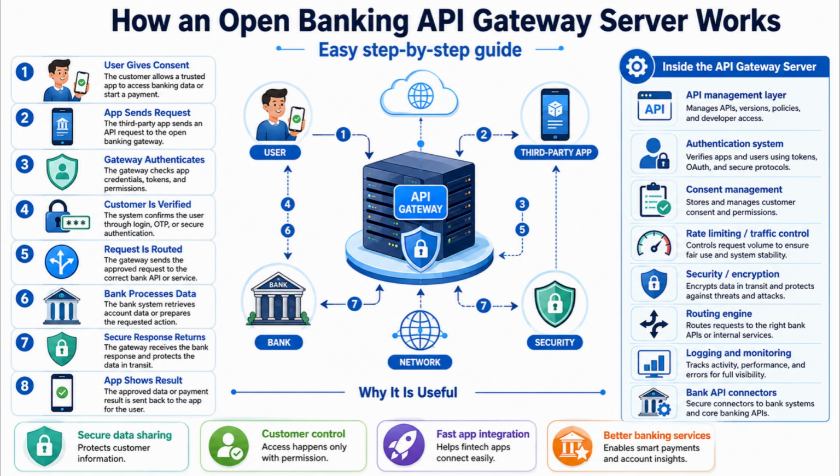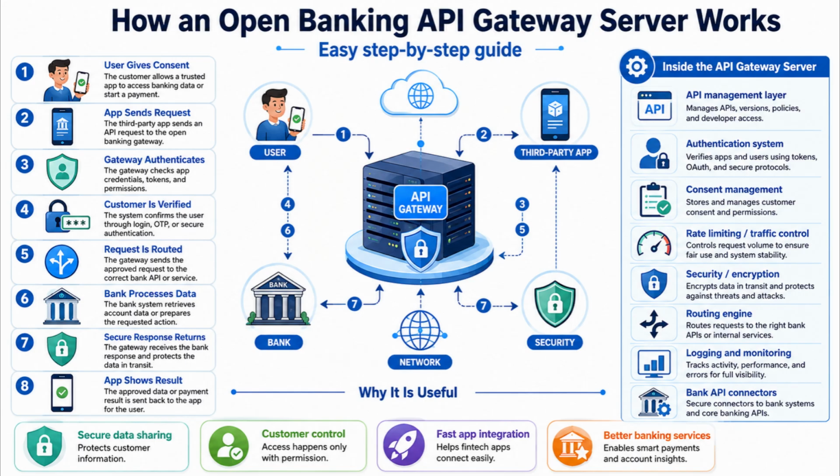After that, a secure response returns to the API gateway. The gateway protects the information while it is in transit, applies security and policy controls, and makes sure the returned data matches the approved request. This helps maintain privacy, accuracy, and system safety.